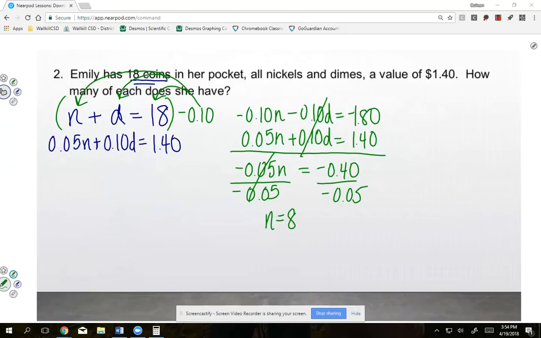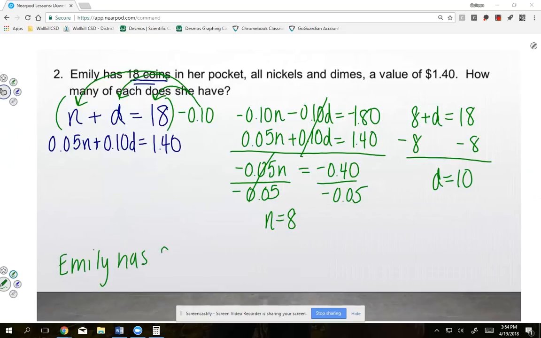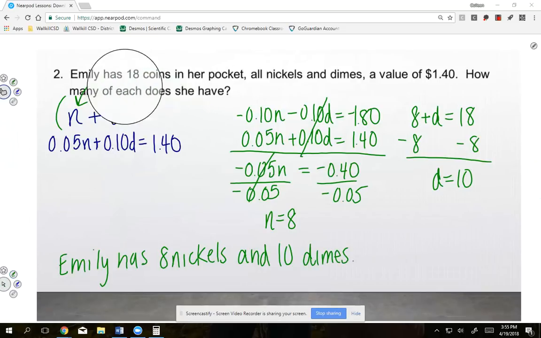We're going to take the 8, plug it in, and find the number of dimes. We have 8 plus D equals 18. Subtract the 8, and D equals 10. And finally, because it's a word problem, we're going to write a sentence. Emily has 8 nickels and 10 dimes. Done.